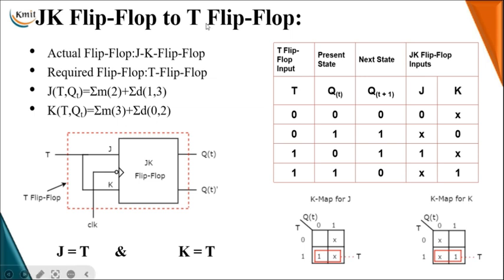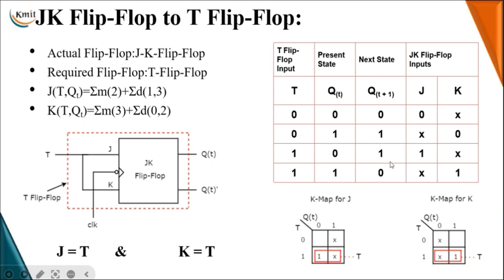So the required flip-flop is the D flip-flop and the actual flip-flop is the JK flip-flop. Now we have drawn the T flip-flop state table: 0 0, 0 1, 1 0, 1 1 are the possibilities of the two inputs. If T is 0 and the present state is 0, the next state is 0; if the present state is 1, the next state is 1. So there is no change in the state. If T equals 1, then we have the toggle state: 0 toggles to 1, 1 toggles to 0. So this is the state table of the T flip-flop.